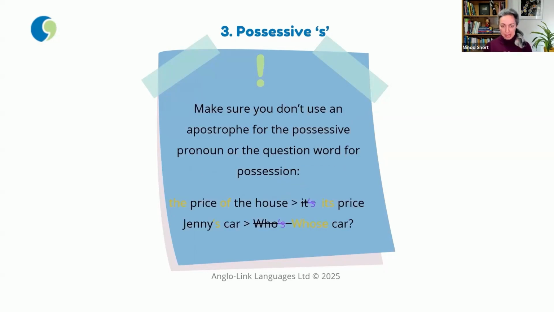Another note, still on the possessive s, is that you must make sure you don't use an apostrophe when you write for the possessive pronoun or the question word of possession. So if we had the price of the house, its price, it's spelled ITS, there's no apostrophe. Or if we want to ask a question about the car, it's Jenny's car, the question word is whose, W-H-O-S-E, whose car, not W-H-O apostrophe S. Avoid the apostrophe in these two words.